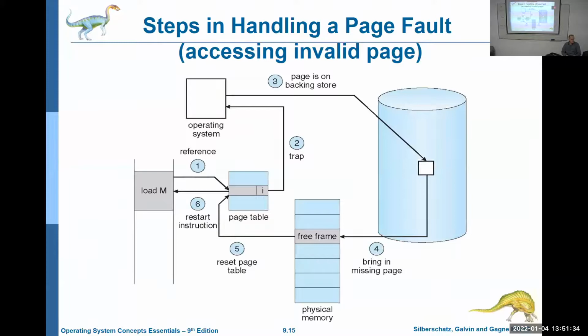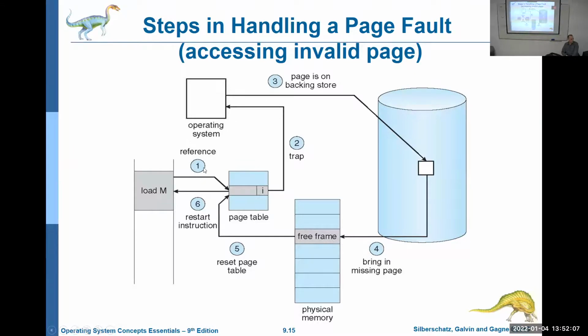Here is a graphic representation of a page fault. Steps in handling a page fault, also called accessing an invalid page. So again, steps in handling a page fault. Let's start from the beginning. I don't know if it looks complicated, but it's not. Here's my command. My command is load to some register data M. Load M, that's what that means. It means do a load command.